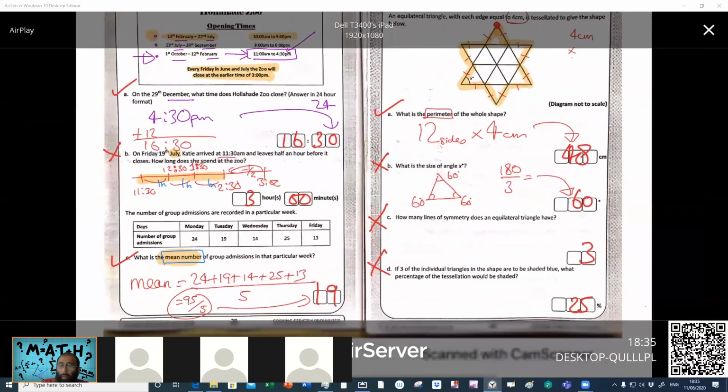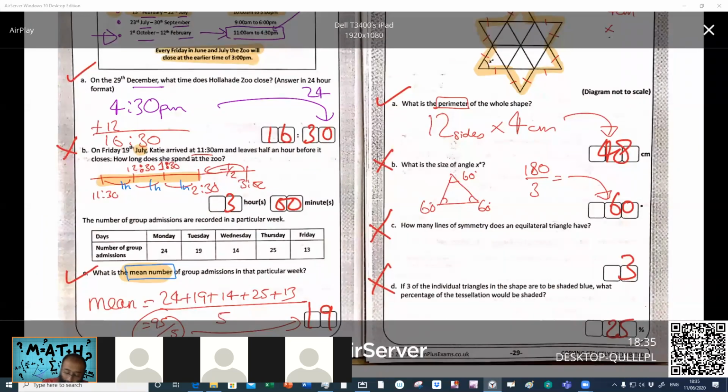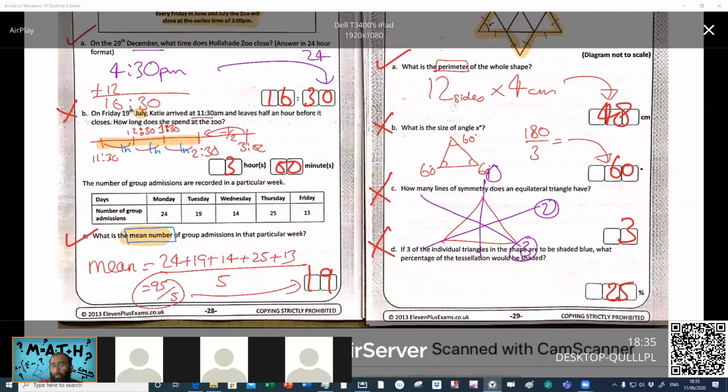Okay, fantastic. How many lines of symmetry does an equilateral triangle have? 3. Absolutely. How come you got that question wrong then? Here's line symmetry. 1, 2, and 3. Done. Okay, fantastic. Lovely.